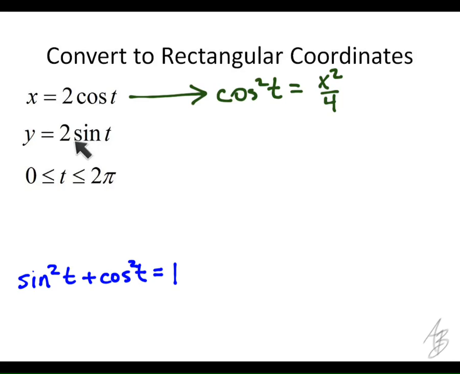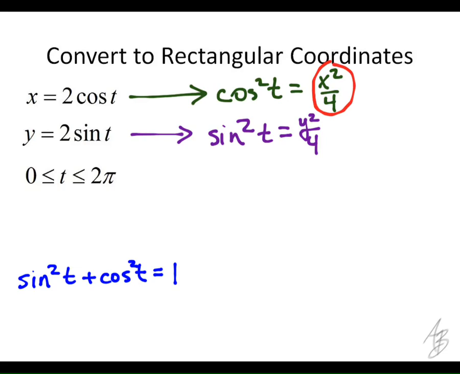With this equation, I want to get the sine squared part here. So how could I get sine squared out of that equation? Yeah, do the same thing. Divide by 2 and then square both sides. So we get sine squared of t equals y squared over 4. So now what I can do is take this x squared over 4 here and plug it in for cosine squared of t here. And I can take the y squared over 4 here and plug it in for sine squared of t here.